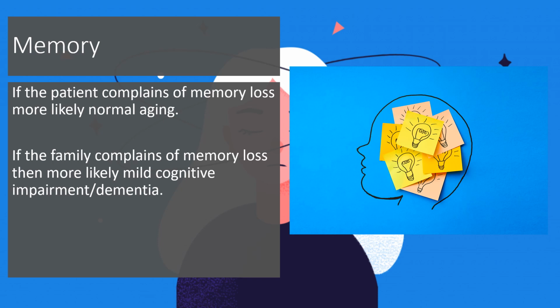So here's a good rule of thumb, not always true, but it's kind of a way to think about this. If the patient complains of memory loss, that's more likely normal aging, okay? That means they're getting frustrated because they have difficulty remembering things, but at least they're trying. If the family complains of memory loss, then that's more likely mild cognitive impairment or dementia. Okay, so not an exact screening test, but you tend to see those patterns when you're dealing with just memory loss.